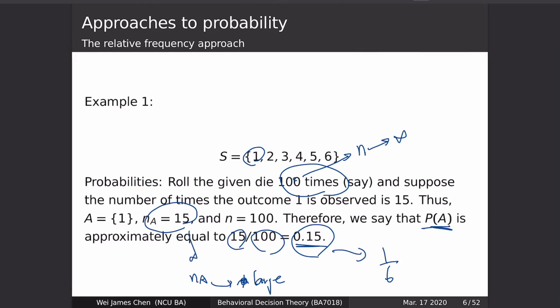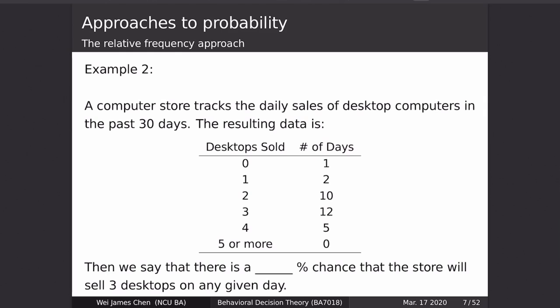The second example is something like this. A computer store tracks the daily sales of desktop computers in the past 30 days, and the resulting data is the following. Desktops sold for zero happened on one day. There were 2 days that one desktop was sold, and 12 days that three desktops were sold. What is the probability that this store will sell three desktops on any given day? What would be the probability?